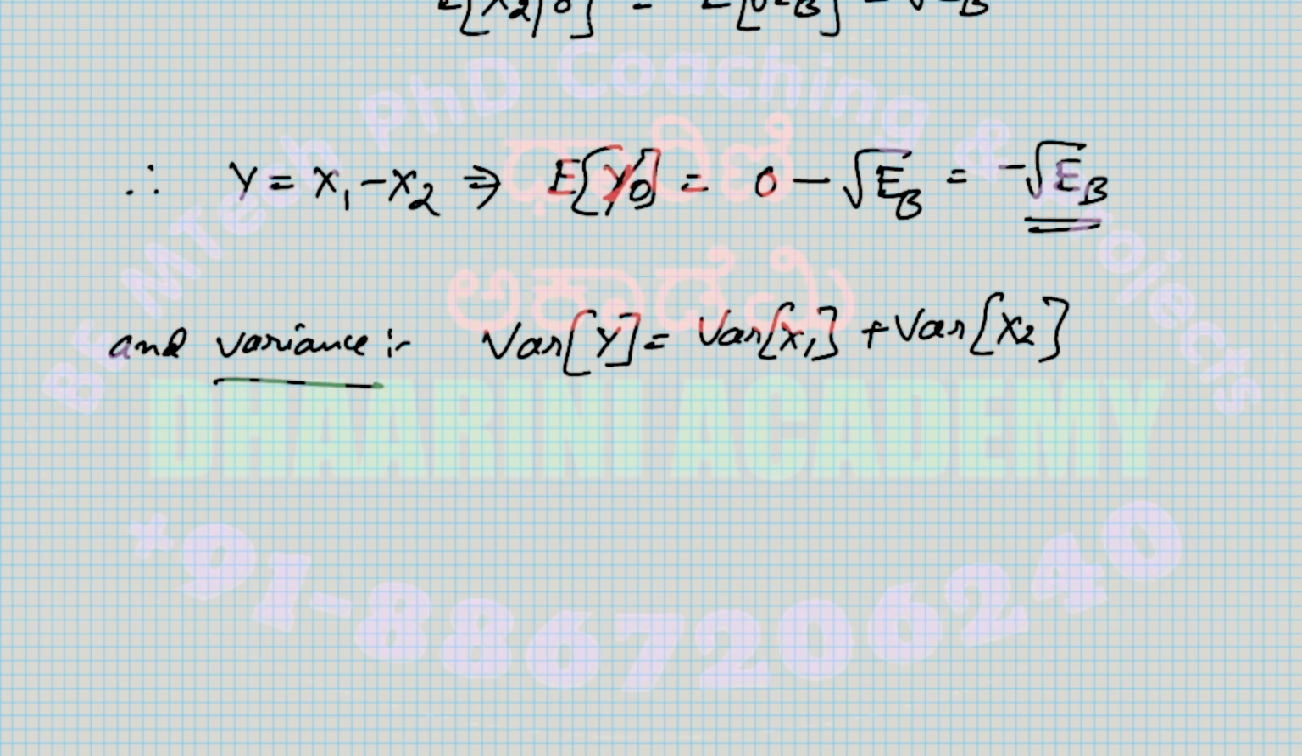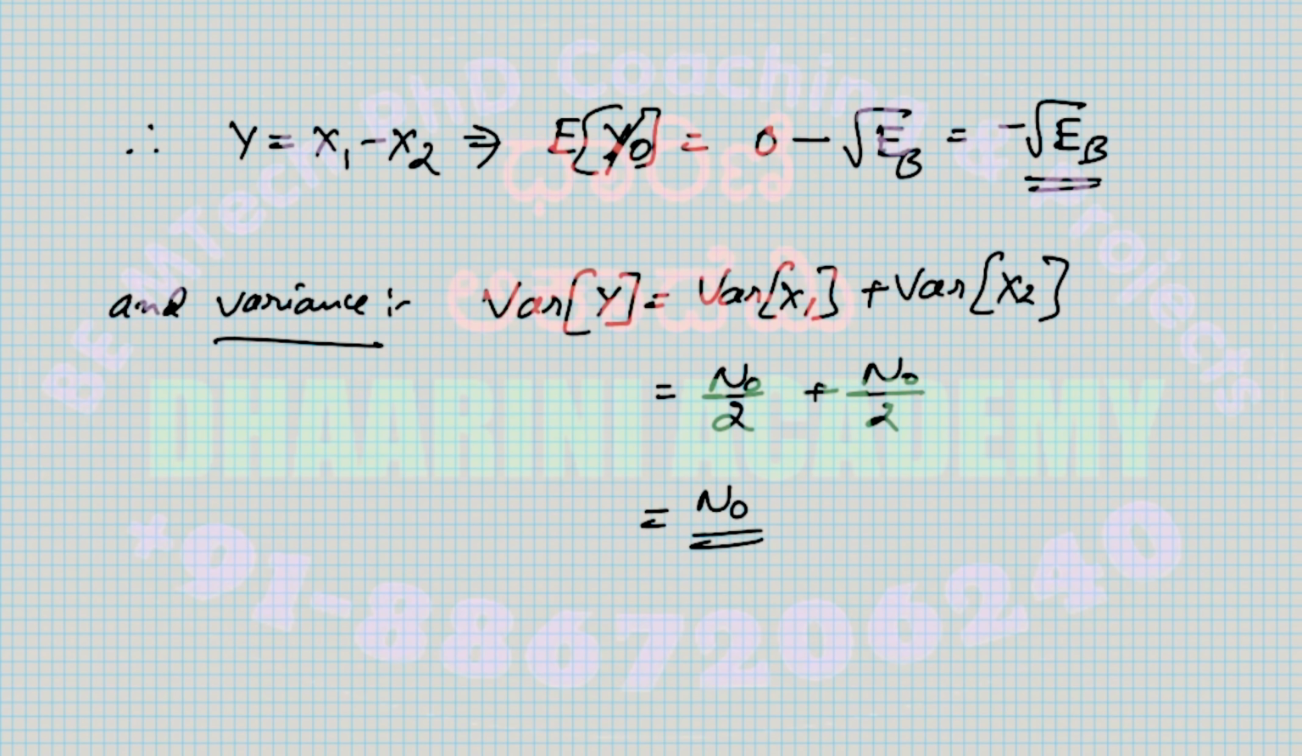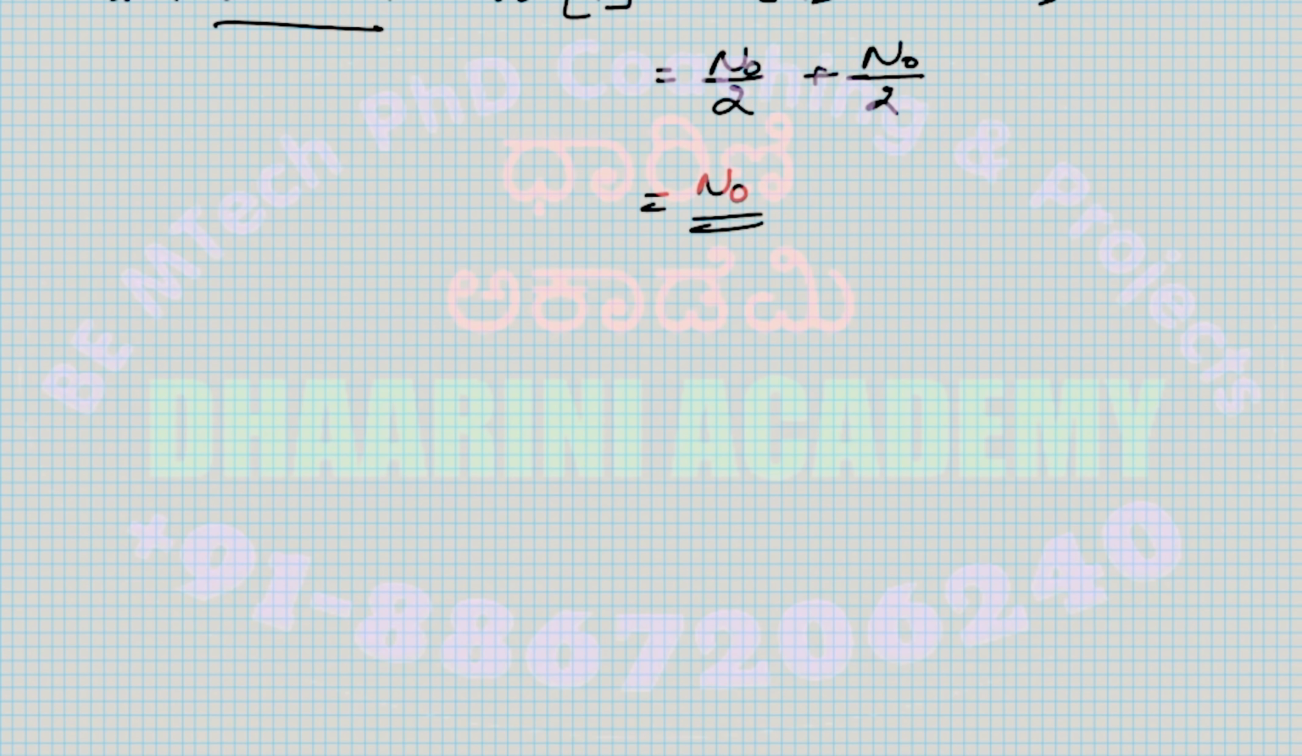Okay, variance of x1 has a noise n naught by 2, and x2 has another noise n naught by 2. So variance of y becomes equal to n naught. Is it okay? All right, let's proceed further. Only this derivation will finish. So directly we can write.